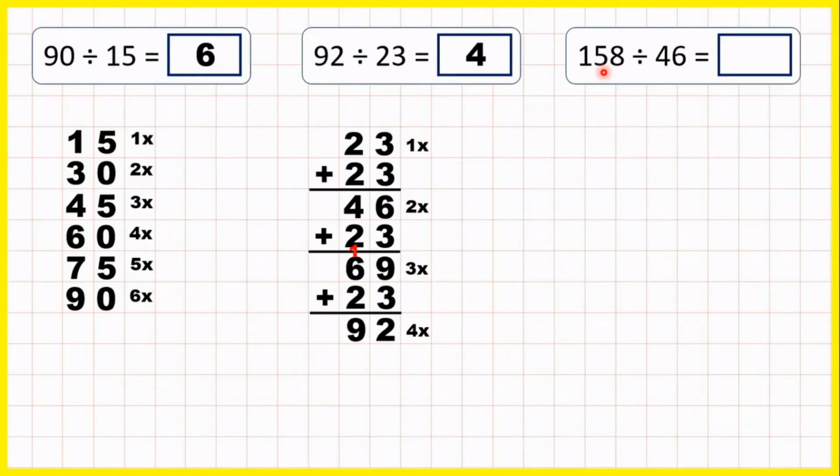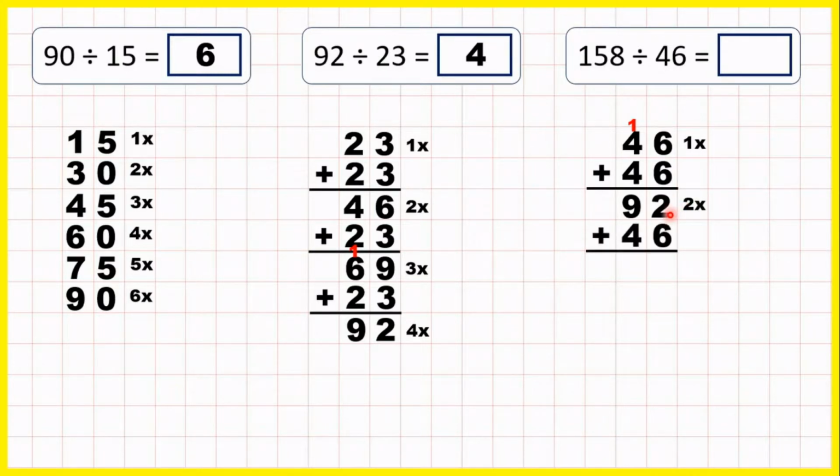Now 158 divided by 46. So 46 is 1 times, add another 46, and we know that 92 is 2 times 46, then another 46, we know that 158 is 3 times 46, which means that 158 divided by 46 must be 3.